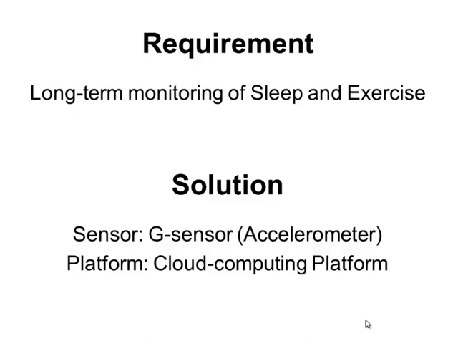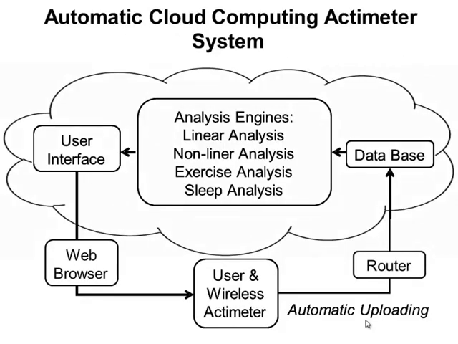And the solution is the sensor part is the G sensor, and the platform will be the cloud computing platform. So the cloud computing platform will collect data and analyze data in the internet cloud. So the user must wear the wireless sensor, the wireless G sensor, and the signal must be uploaded to the cloud, to the database in the internet cloud. And finally, the data will be displayed with the standard web browser, either in the iPad or the iPhone or in the PC.